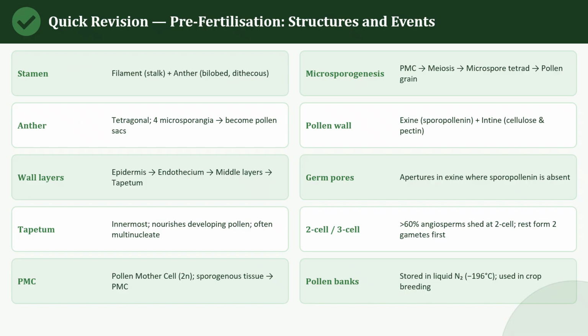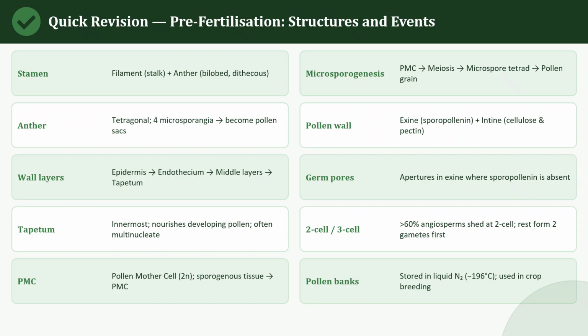Let's see a quick revision, a complete summary of whatever we saw today. Stamen is the male reproductive organ consisting of filament and anther. Anthers are bilobed and dithecous. It contains 4 microsporangia. Microsporangia produce the pollen grains. Tapetum is the innermost layer, the nutritive layer, and is multinucleate. PMCs are pollen mother cells. They are 2n, that is diploid, and undergo microsporogenesis. The pollen mother cell undergoes meiosis, forms a microspore tetrad, and gives rise to pollen grain.